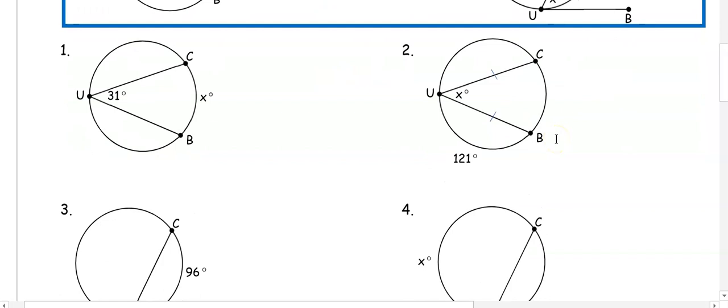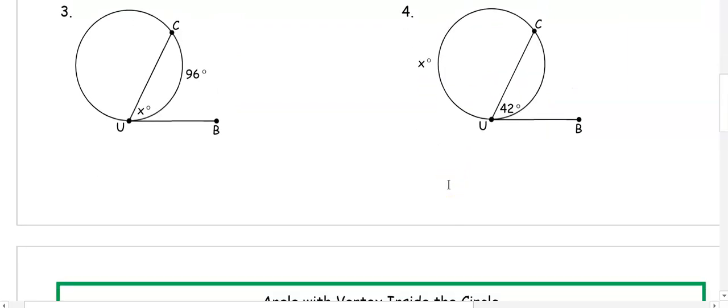So in number 1, we know that the angle is 31 degrees. We want to get the arc, so we're going to multiply 2 times 31 to get 62 degrees. In number 2, we see that CU and UB are congruent chords, which means the arcs are also congruent, both at 121 degrees. We want to know what arc CB is, so we can subtract from 360. So we get that our arc is 118 degrees. To get our angle, we are going to take half of 118. So that angle would be 59 degrees.